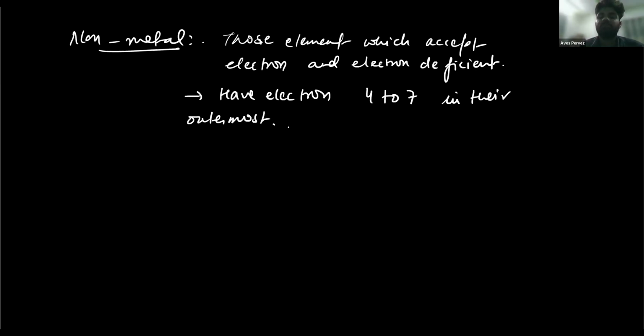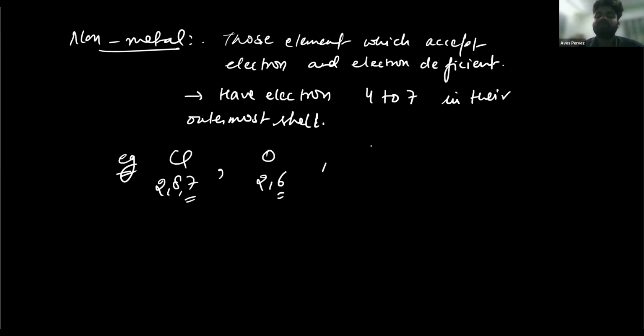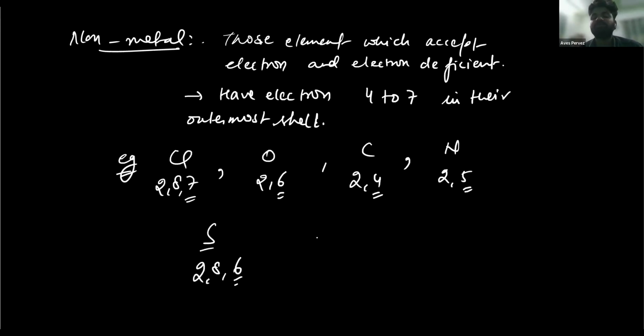Did everyone understand what I'm saying? For example, chlorine, electronic configuration 2,8,7, having 7 electrons in its outermost shell. Oxygen, 2,6, having 6 electrons in the outermost shell. Carbon, 2,4, having 4 electrons. Nitrogen, 2,5, having 5 electrons. Sulfur, 2,8,6, having 6 electrons in its outermost shell. So these are non-metals. Understood?